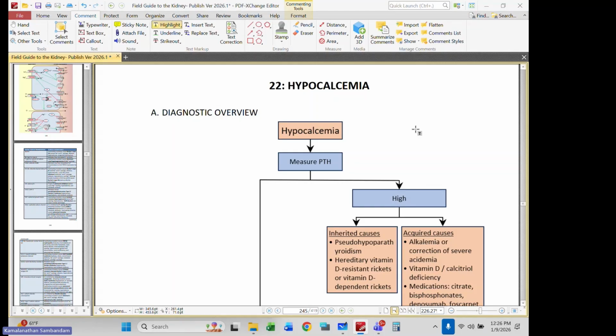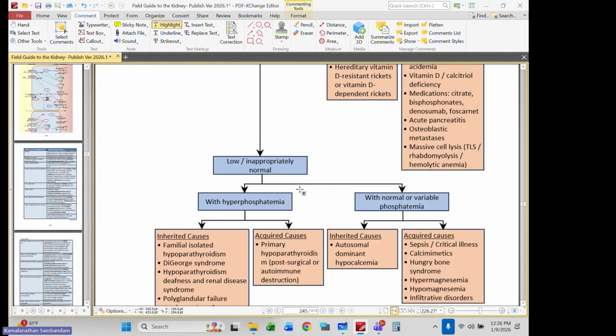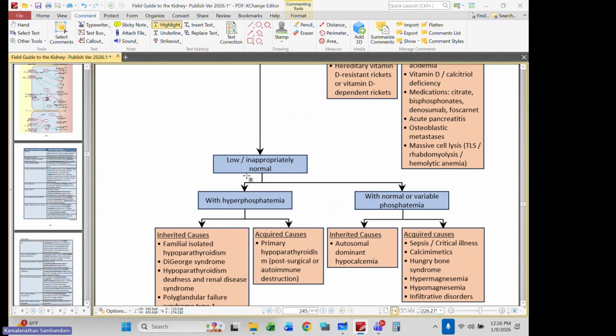Okay, many times hypocalcemia and hypercalcemia are just disorders in compartmentalization. So it doesn't take long at all for you to develop hypocalcemia if you have a low PTH. Okay, everybody get that distinction?